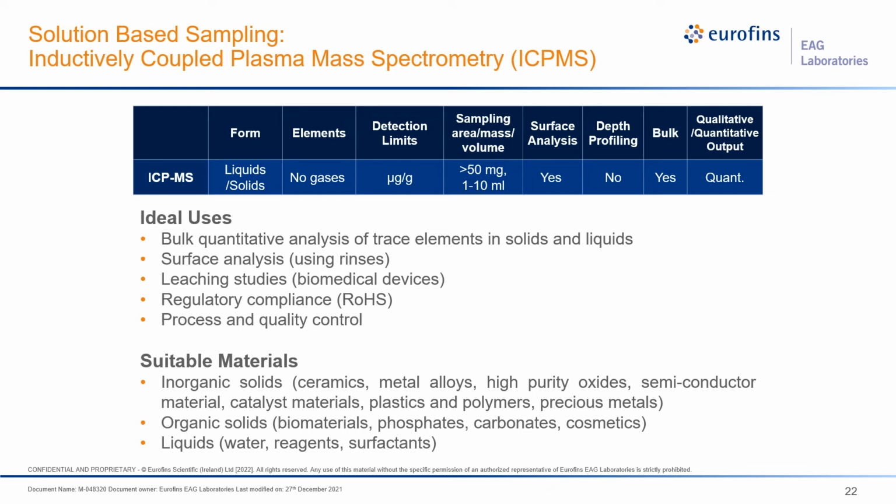Suitable materials for ICP analysis include inorganic solids, such as ceramics, metals, alloys, oxides, semiconductor material, catalyst material, plastics, polymers, precious metals, and then organic solids, such as biomaterials, phosphates, carbonates, cosmetics, for example. And then, of course, liquids, such as water, reagents, and surfactants.